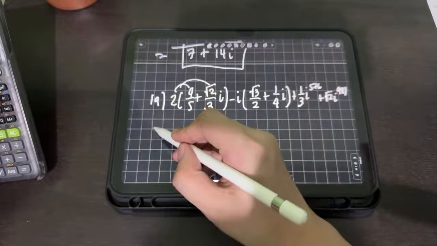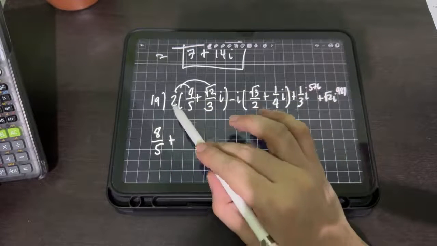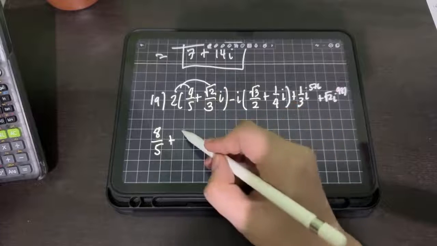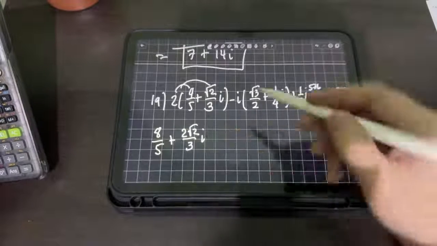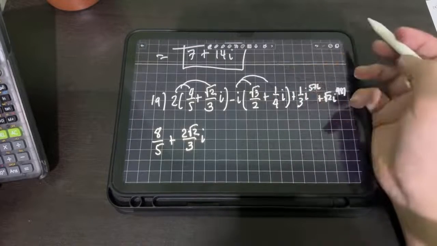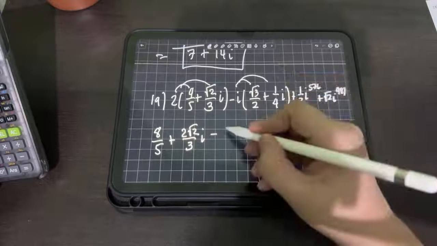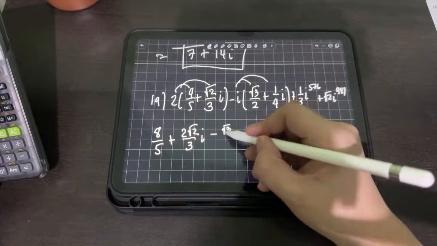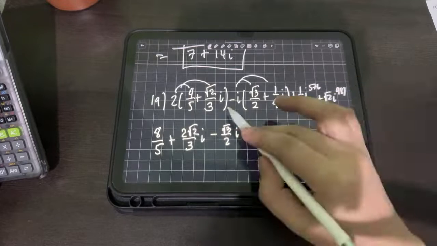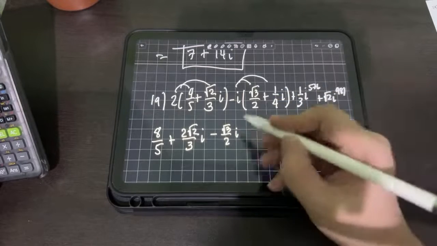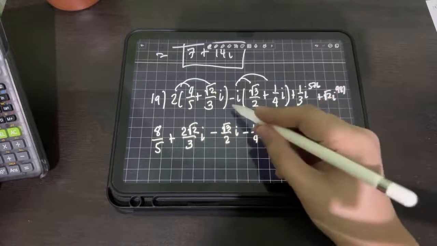2 times 4/5, 8/5, right? Plus 2 times square root of 2 over 3 i, 2 square root of 2 over 3 i. Okay, let's distribute also negative i. Multiply. So, negative i times square root of 3 over 2, square root of 3 over 2 i, negative, right? Negative i times 1/4 i, negative 1/4 i times i squared.